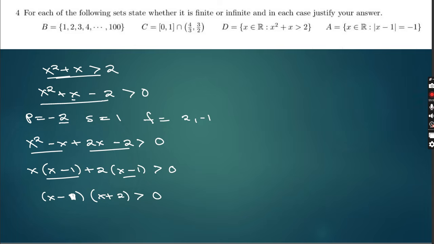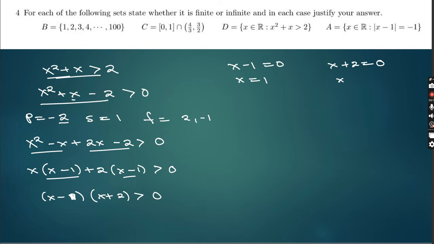Okay, so here is now where our part comes into effect. We're going to find what we call critical values. We're going to equate what is in the bracket to 0. So we have x minus 1 here, we equate to 0, and this will give us x is equal to 1. What about x plus 2 is equal to 0?